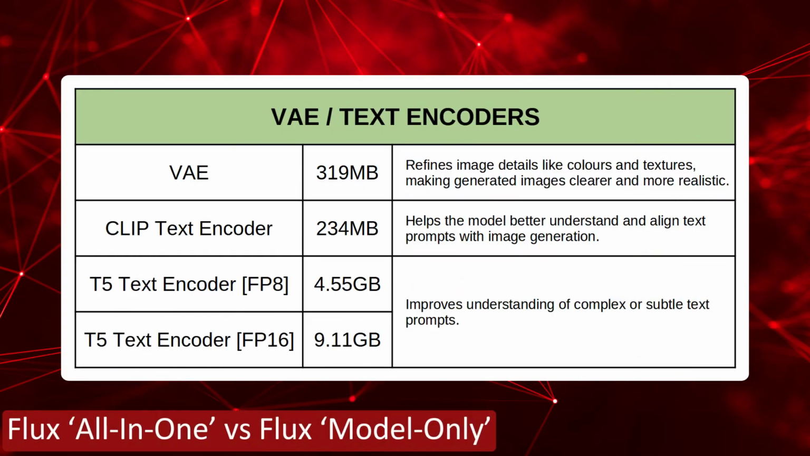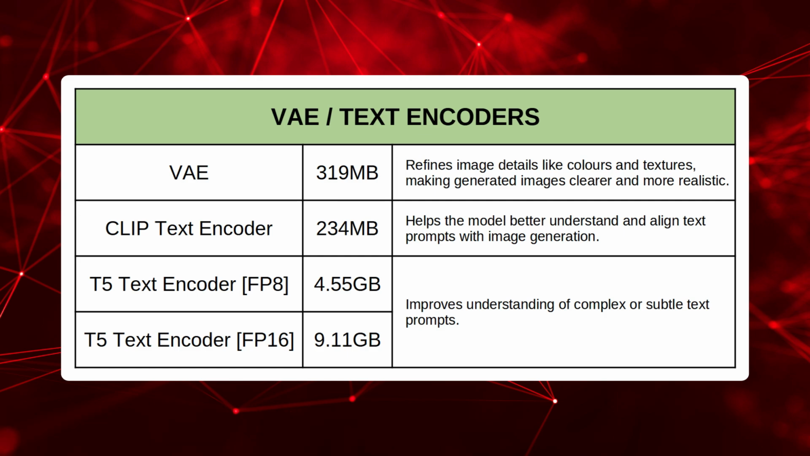To run a Flux model, you need to have 3 additional files available at runtime. First, a VAE file. This refines image details like colours and textures, making generated images clearer and more realistic. Second, a clip text encoder. This helps the model better understand and align text prompts with image generation. Third, a T5 text encoder. This improves understanding of complex or subtle text prompts.